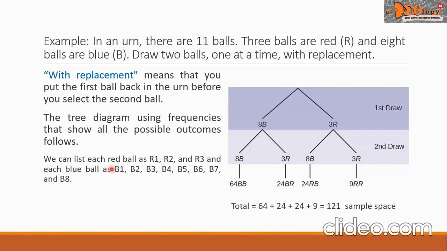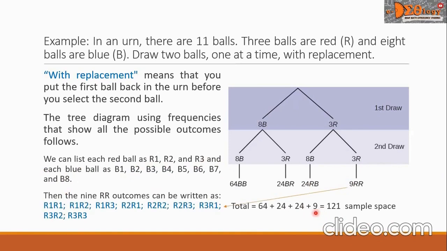We can list each red ball as R1, R2, and R3, and each blue ball as B1, B2, up to B8. Now, as an example, for this 9 RR, the 9 RR outcomes can be written as R1R1, R1R2, R1R3, R2R1, R2R2, R2R3, R3R1, R3R2, and R3R3.